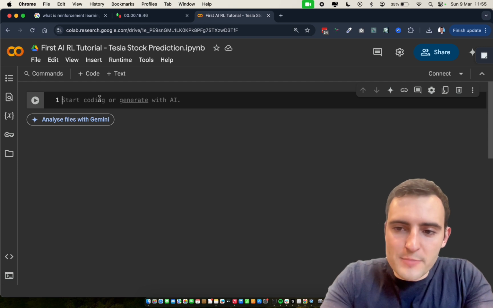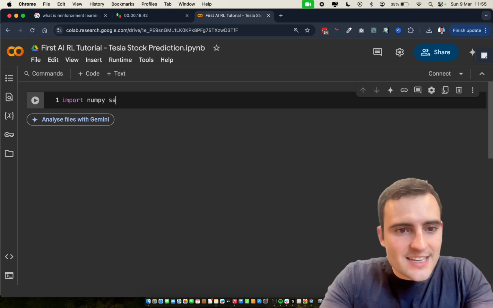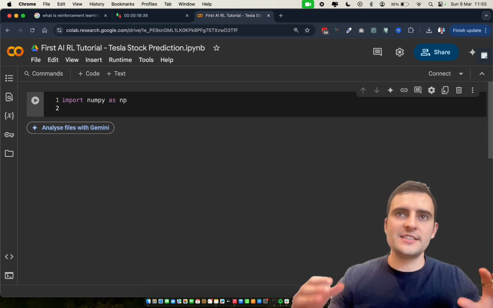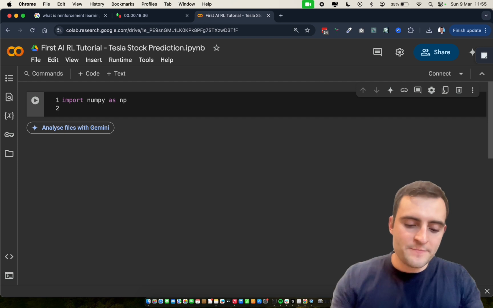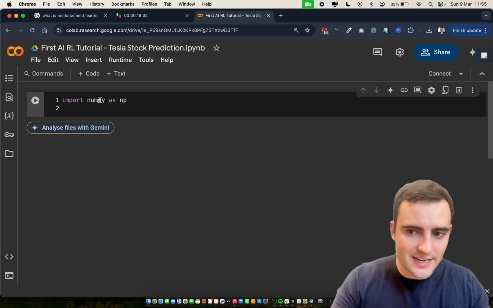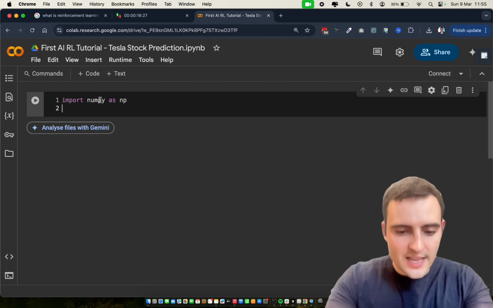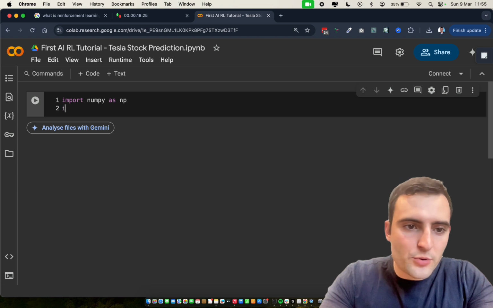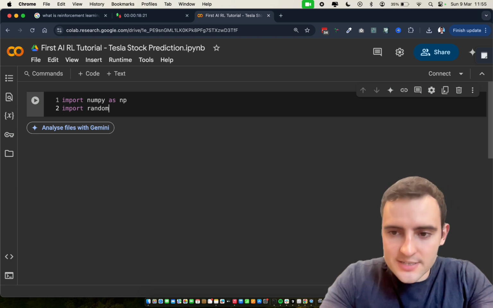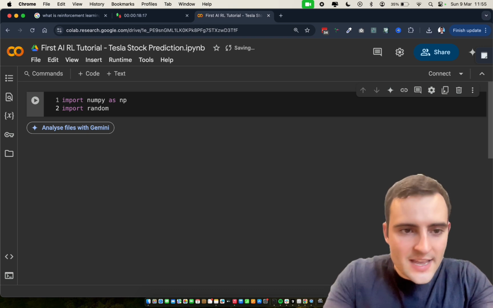So I'm going to start off by import NumPy as NP. So NumPy is a very typical data analysis tool that allows us to store things, for example, in tables and data, and a lot of data, and do a lot of data analysis functions. Next, we're going to import random. This allows us to create random numbers, and you'll see why that is relevant within reinforcement learning.